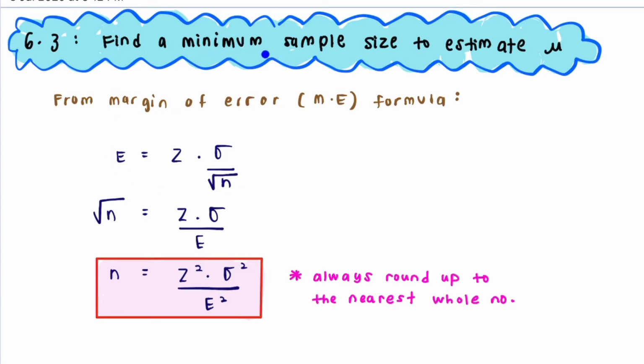So the question asks to find the minimum sample size. So just rearrange this formula until you have n as your subject. So n is equivalent to Z squared sigma squared over E squared. E stands for margin of error.